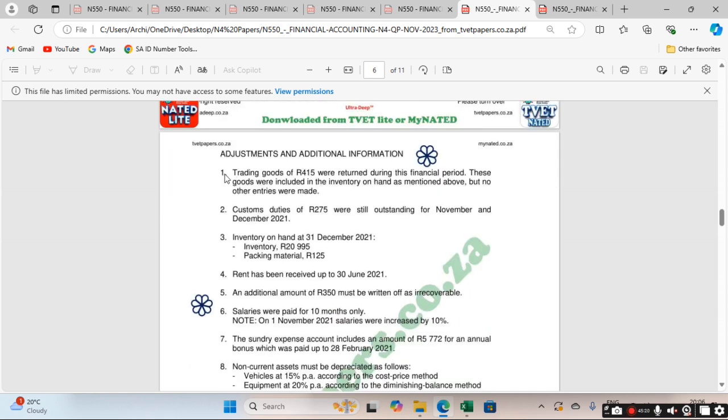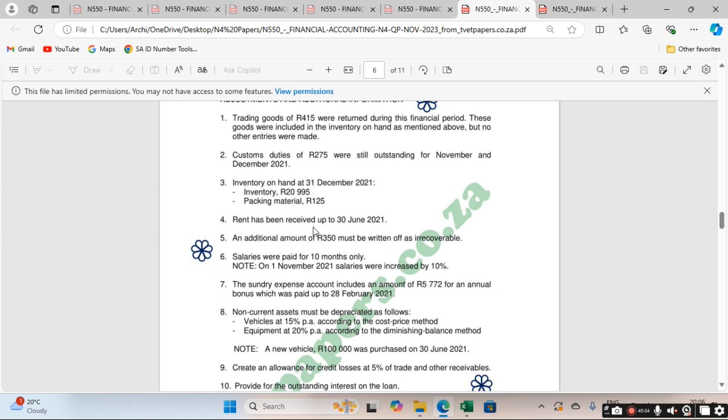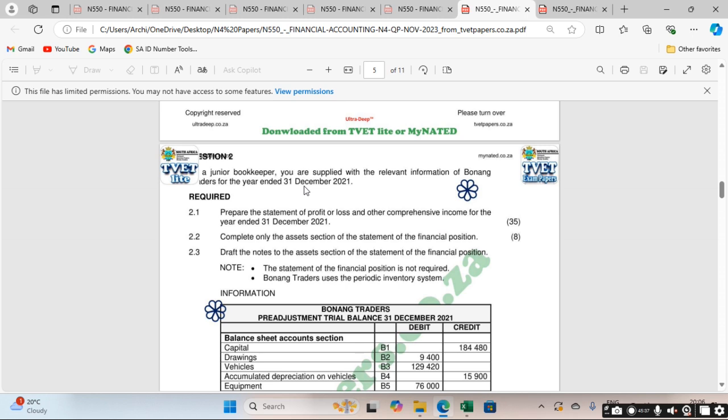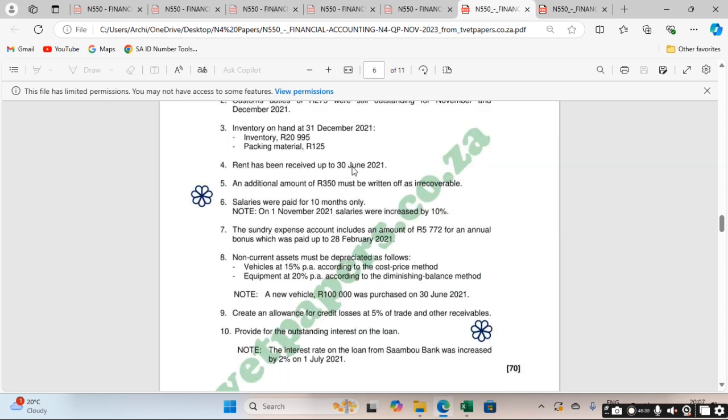But if you can see transaction number one, it says 400 were returned. Same thing as that last question paper that we did. They also returned, I forgot how much it was, but they also returned something. Custom duties also, same thing. If you can recall, rent has been paid up to 30 June, isn't it? So let's see financial year ends. The financial year ends 31st December. So from June until December, it's 6 months. So 6 months rent is missing.